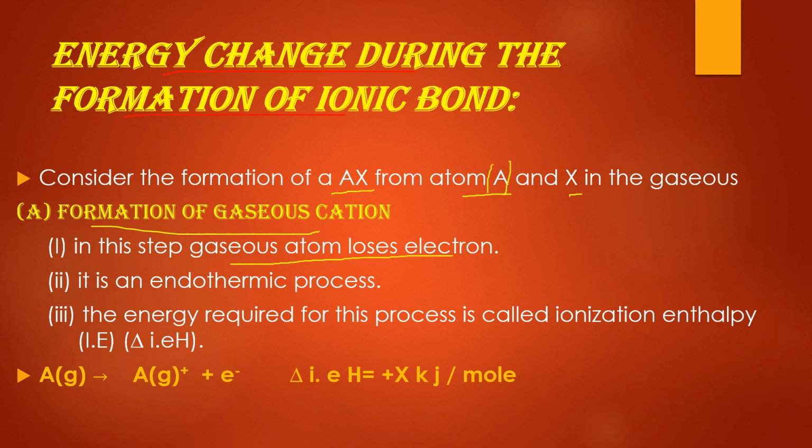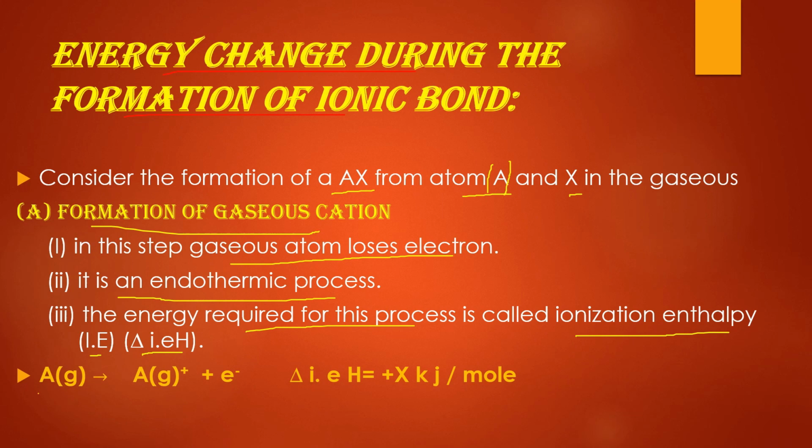Now when it loses an electron, we know that to lose an electron energy is required, so this process is an endothermic process and the energy required for this process is called ionization enthalpy, and it is denoted by delta IEH. IE means ionization enthalpy, H is enthalpy and delta is change in enthalpy. Delta H is change in enthalpy, IE is ionization enthalpy.